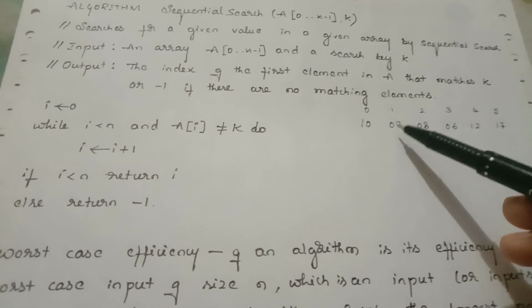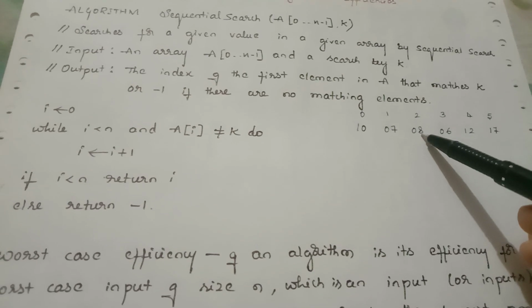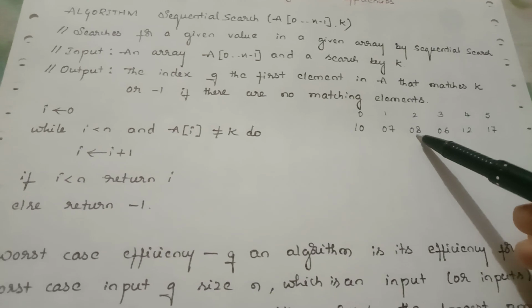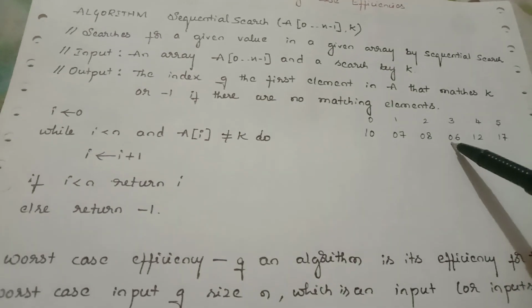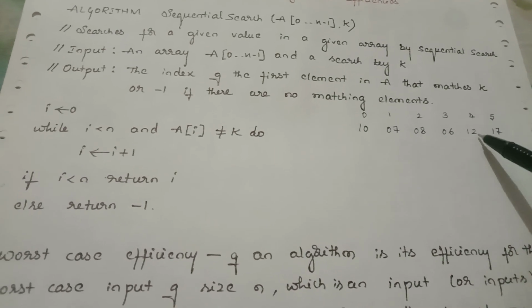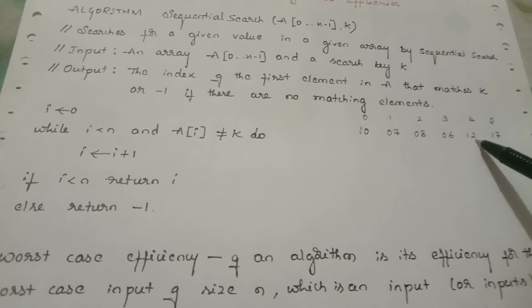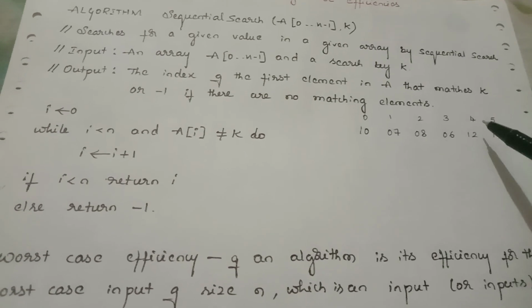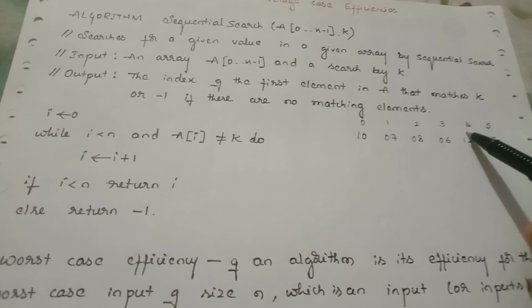No, it is not matching. Next I will move to the next element, that is 8. 8 is compared with 12. It is not matching. Then we will move to 6 and it is not matching. Then we will move to 12. Now it is matching and we will tell that the given key element is present at position 4.